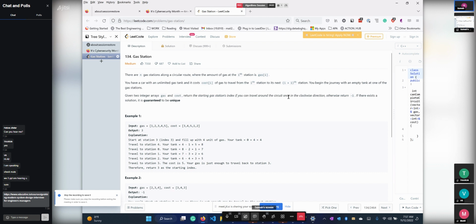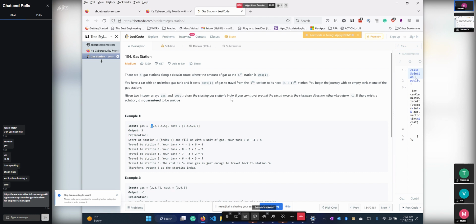Okay, let's say you went into one of the stations here, let's look at this one. In the first gas station you have only 1 gallon available. But in order to go to the second station, how many gallons do you need? You need 3 gallons. So you're out of luck. If you start from gas station 1, you can't even go to gas station 2.